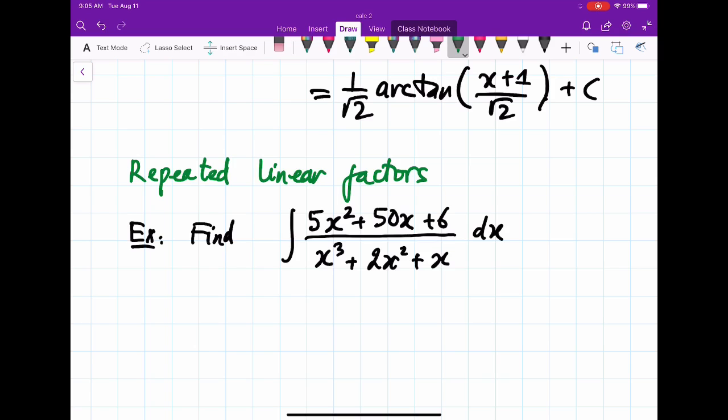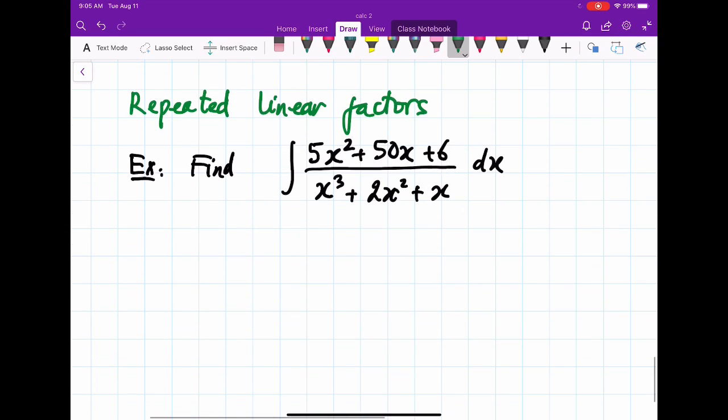You have the integral of (5x squared plus 20x plus 6) over (x cubed plus 2x squared plus x). Again, we need to work with the denominator, right? Like the previous example, we need to find if the denominator has zeros or not. So if you consider x cubed plus 2x squared plus x, and you put that equal to 0, and you solve for x just to find how many zeros it has.